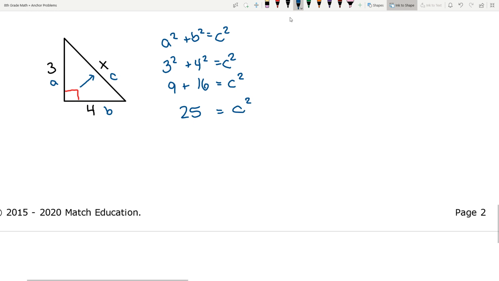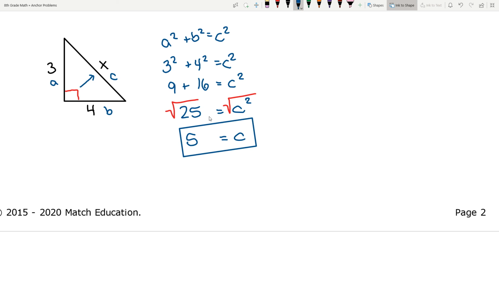And again, we're not going to divide by 2 here to solve it. The opposite of squaring a number is taking the square root of a number. So we're going to take the square root of both sides, and we're lucky here where the square root of 25 is equal to 5. So 5 is equal to c. So that's how to find it if you're looking for a hypotenuse.